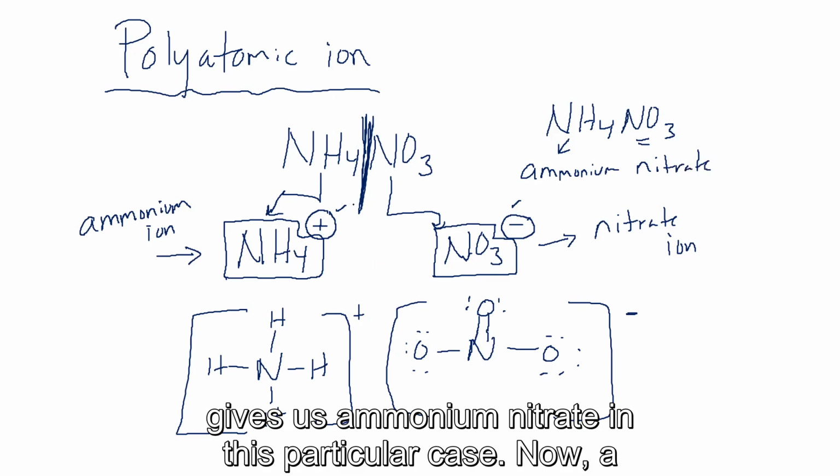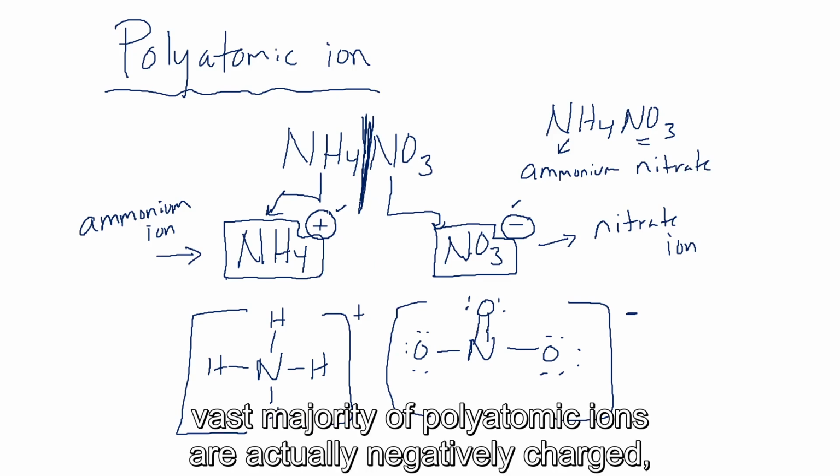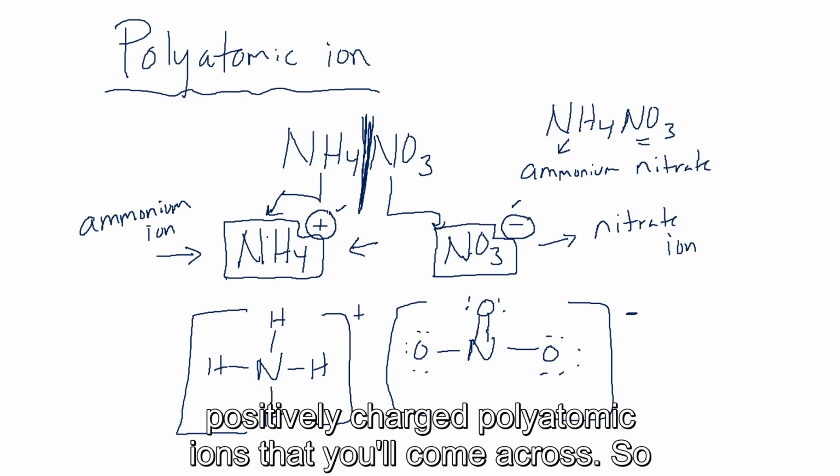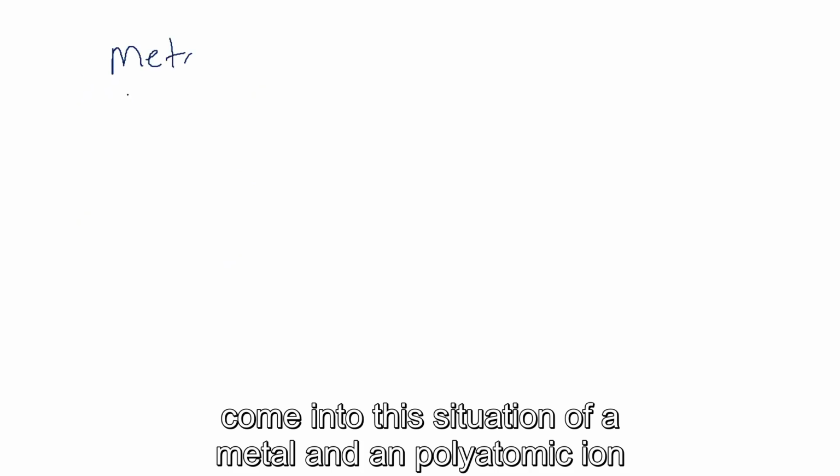Now, a vast majority of polyatomic ions are actually negatively charged. And as I mentioned a second ago, this is probably one of your few positively charged polyatomic ions that you'll come across. So what does that mean? Well, that means you are most likely to come into this situation of a metal and a polyatomic ion coming together.